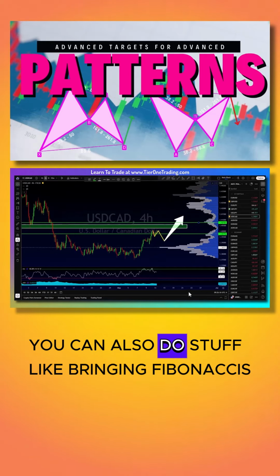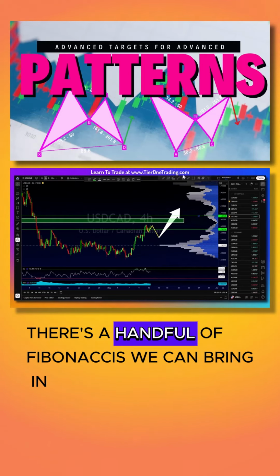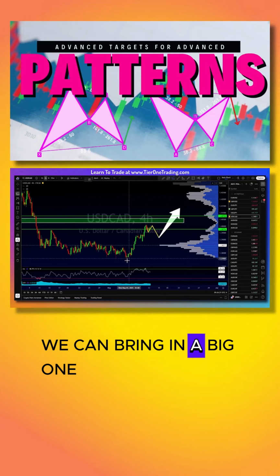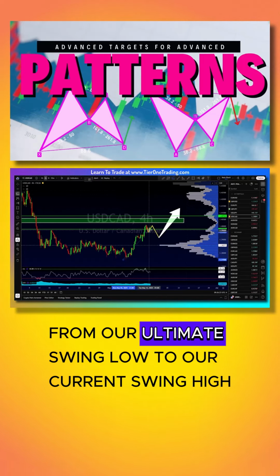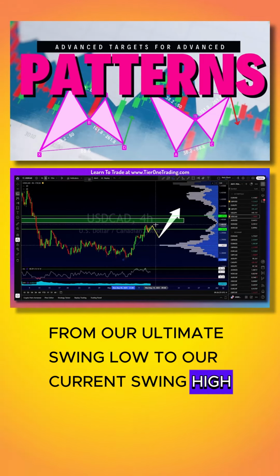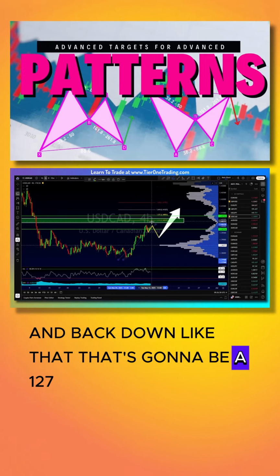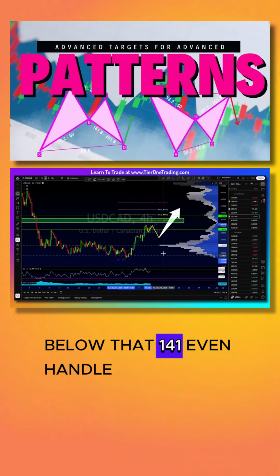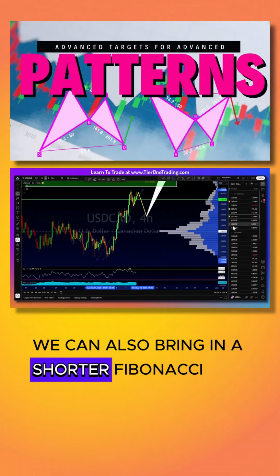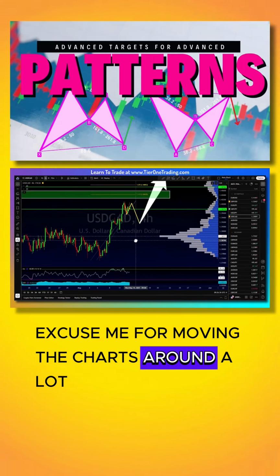You can also do stuff like bring in Fibonacci's, right? There's a handful of Fibonacci's we can bring in. We can bring in a big one from our ultimate swing low to our current swing high and back down like that. That's going to give you a 127 right below that 141 even handle. We can also bring in a shorter Fibonacci. Excuse me for moving the charts around a lot.